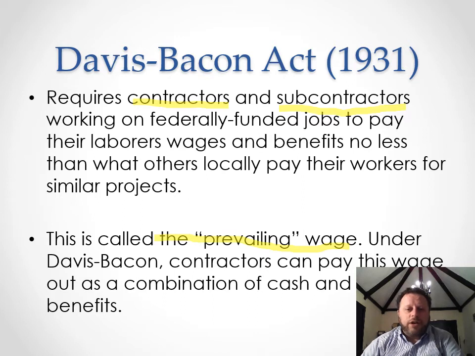Well, for a federally funded job, which means a government job, there was a problem in the 30s that they were getting a lot less money, like tons less. And a lot of people didn't want to work for the government. They wanted to work in the private sector because you'd make a lot more money. And so the government passed this act saying that for a government job, contractors and subcontractors have to pay the prevailing wage. They can pay no less than what others locally pay their workers for similar private projects.